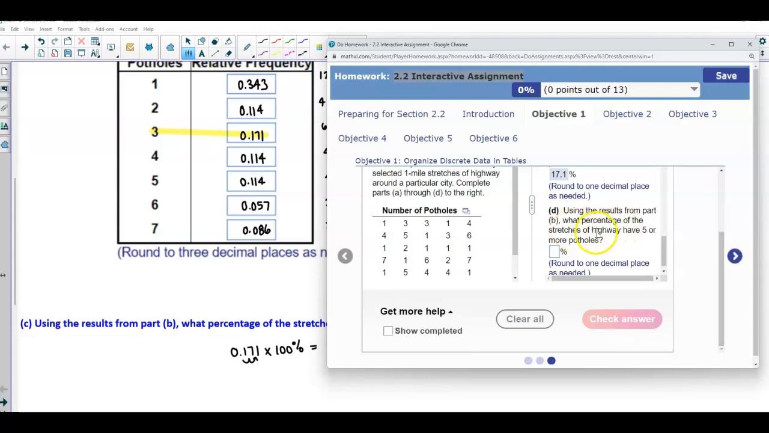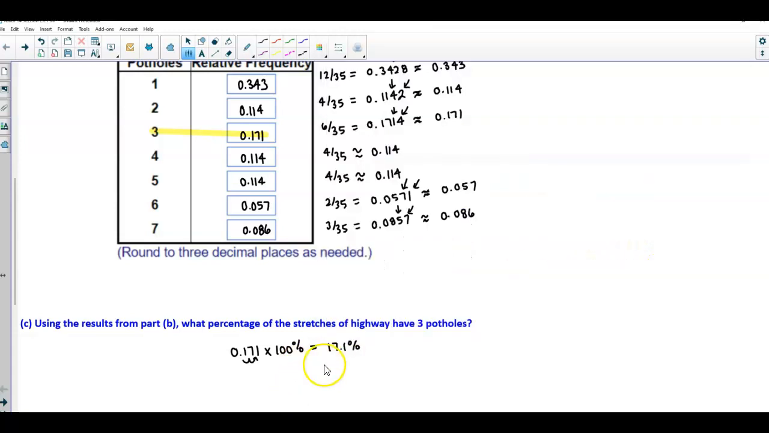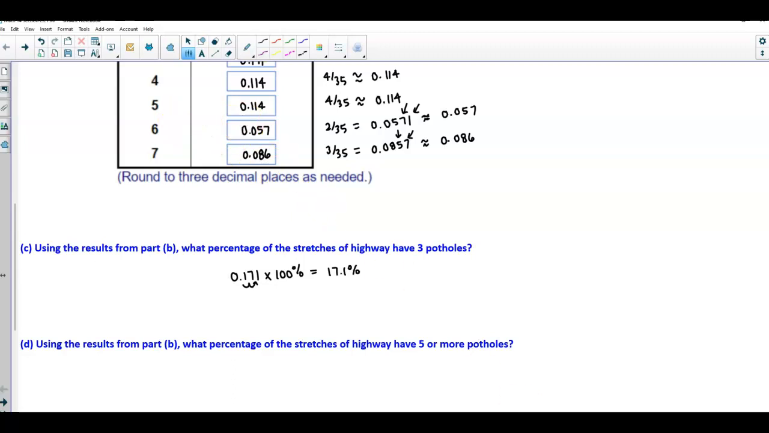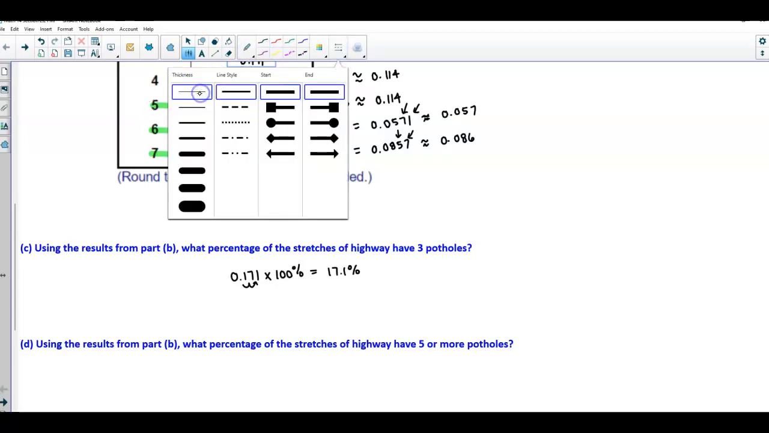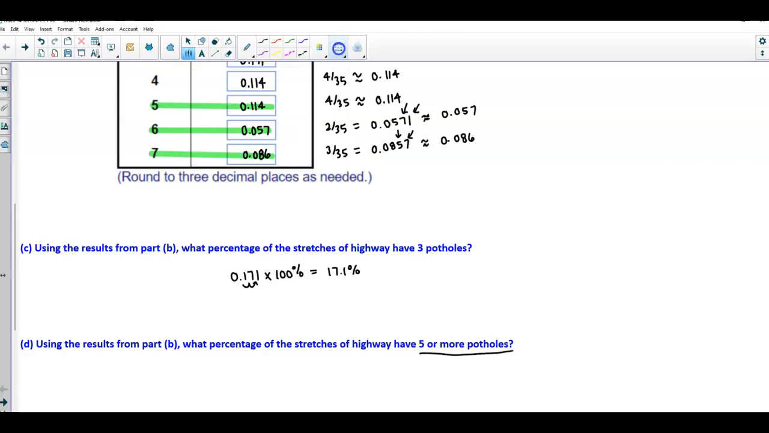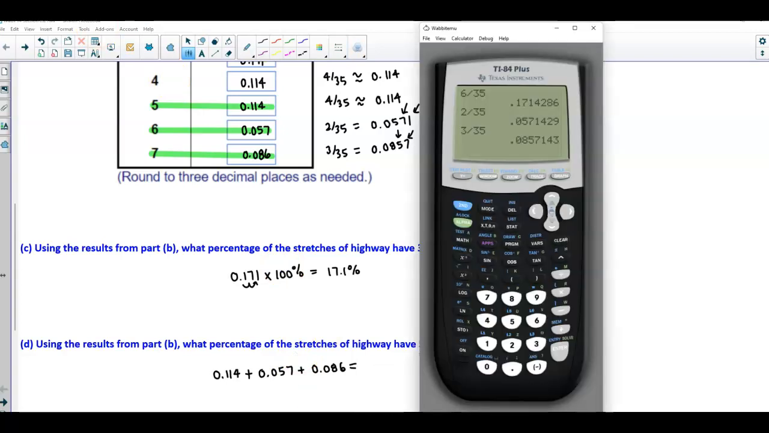The next question says, use the results from part B. What percentage of stretches of highway have 5 or more potholes? So that means we want to find the 5 or more. 5 or more is 5, 6, and 7, and we need to add those all up. So for 5 or more, we need to take 0.114 plus 0.057 plus 0.086.